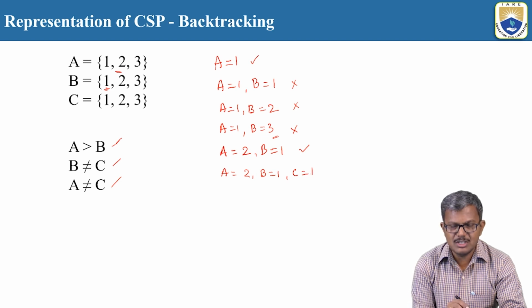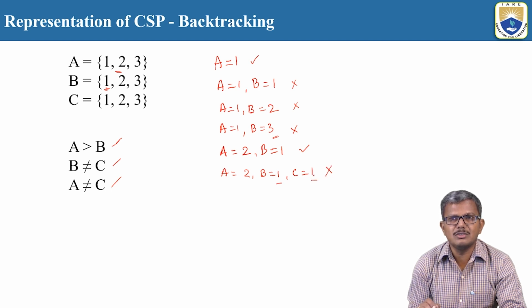In this case, A should be greater than B, and 2 is greater than 1, so this is fine. B should not be equal to C. But here B equal to 1 and C equal to 1, so the second condition is not satisfied. You close it and go for backtracking, which means I can go for another possibility: A equal to 2, B equal to 1, and at the same time C equal to 2.